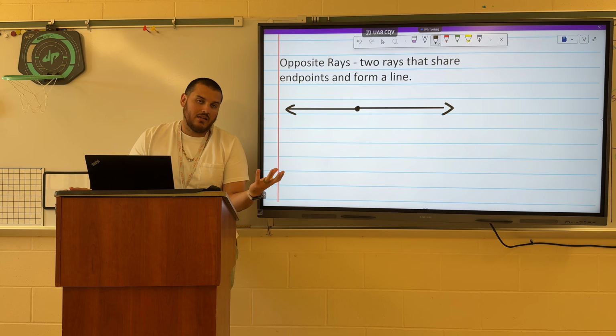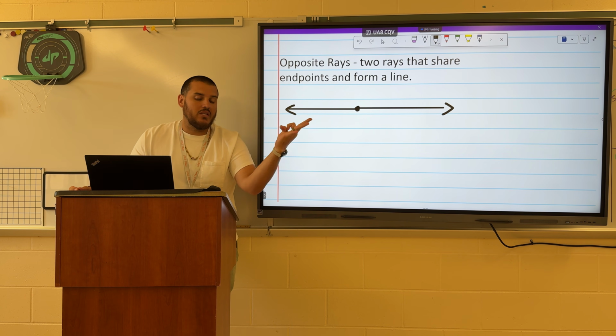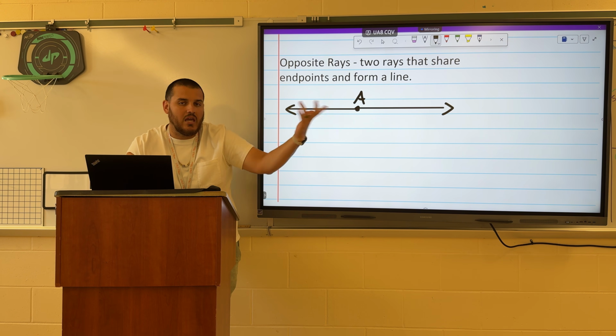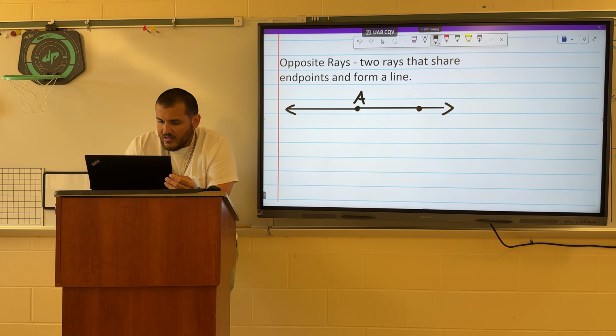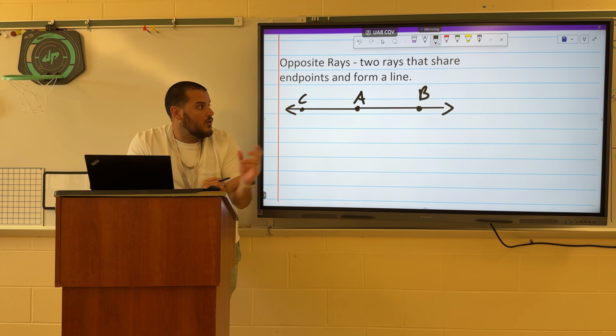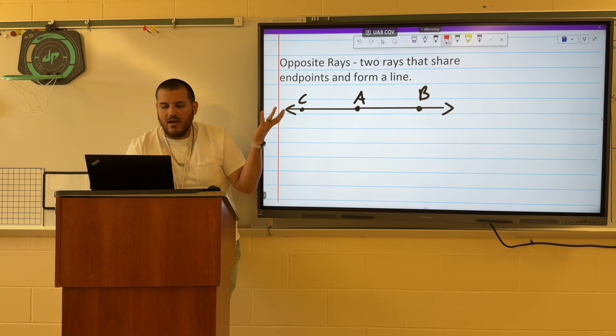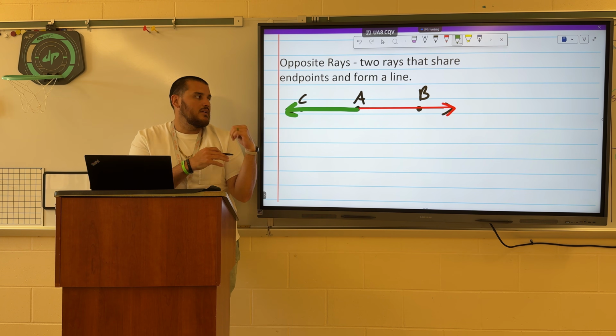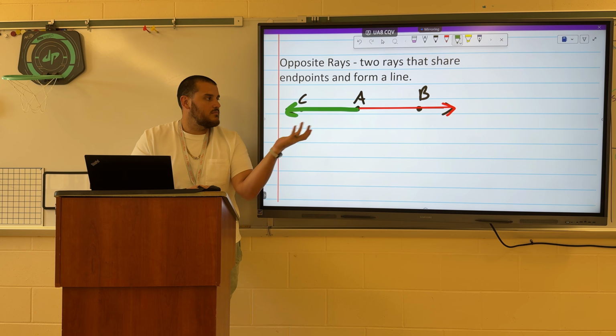In order to name them, we're going to have 3 points labeled here. So that common endpoint would have to be labeled. We'll call that point A. And then we would need a point on either of the rays, I should say on both rays. So within this line, we now have opposite rays AB and AC. Both rays share point A, that's the same endpoint, and they form a straight line together. Opposite rays.